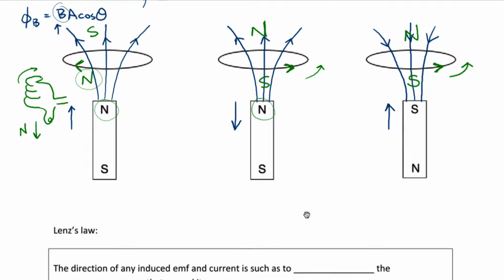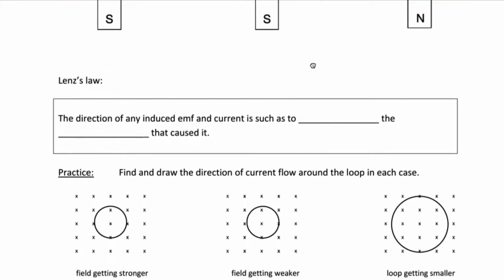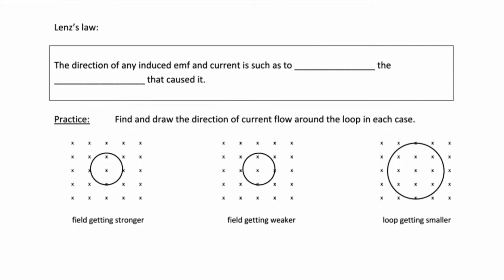So all of this is captured in Lenz's law, which states that the direction of any induced EMF and current is such as to oppose the change that caused it, like we were seeing above. Now make sure that you are looking at the change in flux, not the flux itself. That's a common point of confusion. We're interested in how the flux is changing, not its overall direction.